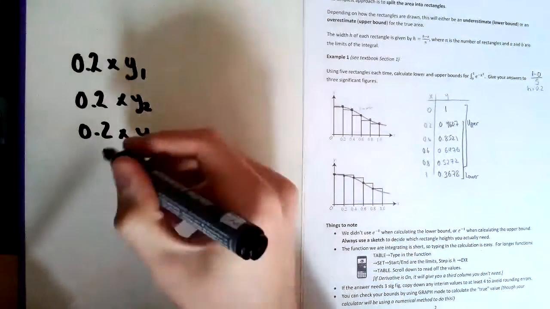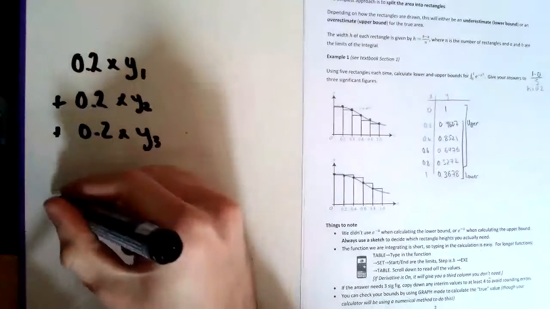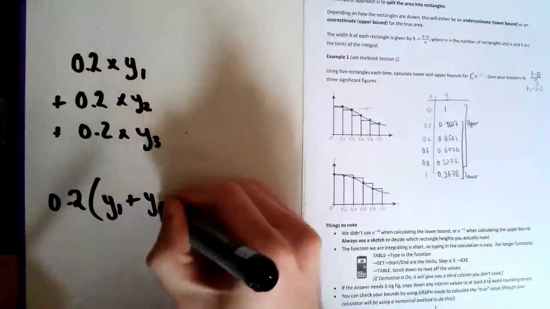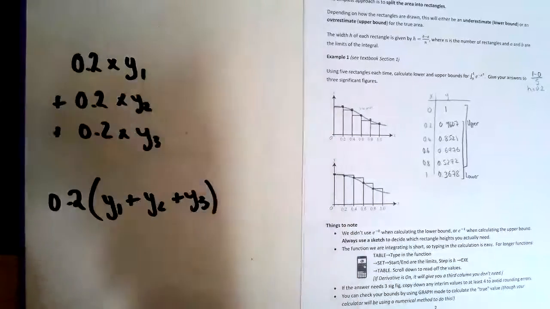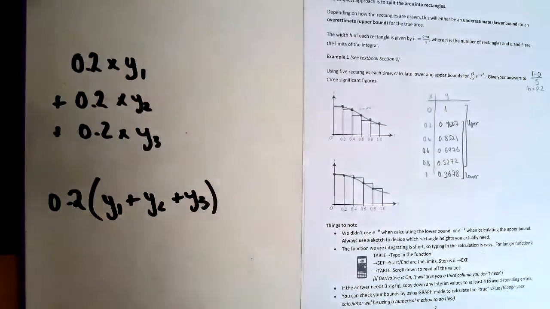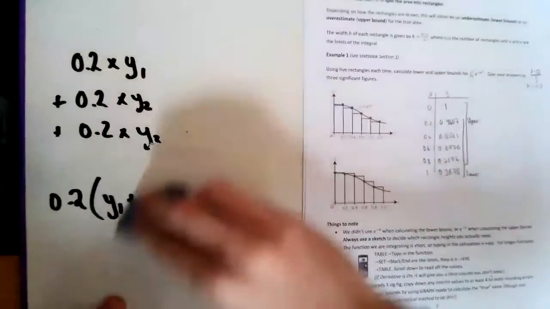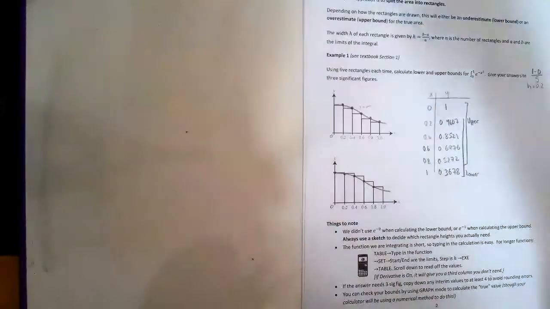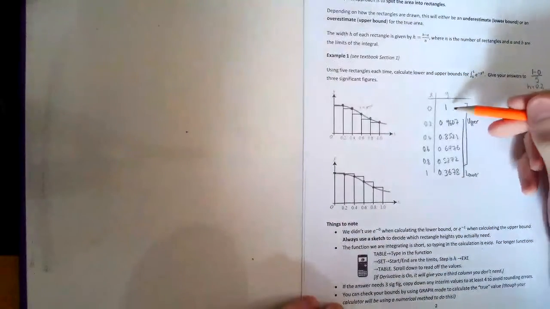However, when I add them all up, look, what I could do is I could factorize out the 0.2 and just add together the y values. So what I'm trying to get at is if I want to get the area of all the rectangles together quickly, all I need to do is add together the y values. So for the upper, I would add together these 5 y values and then just times it by h.